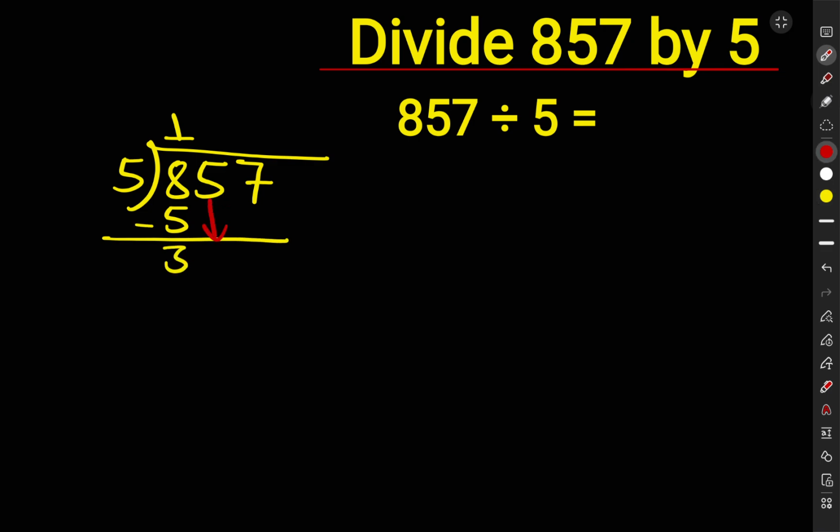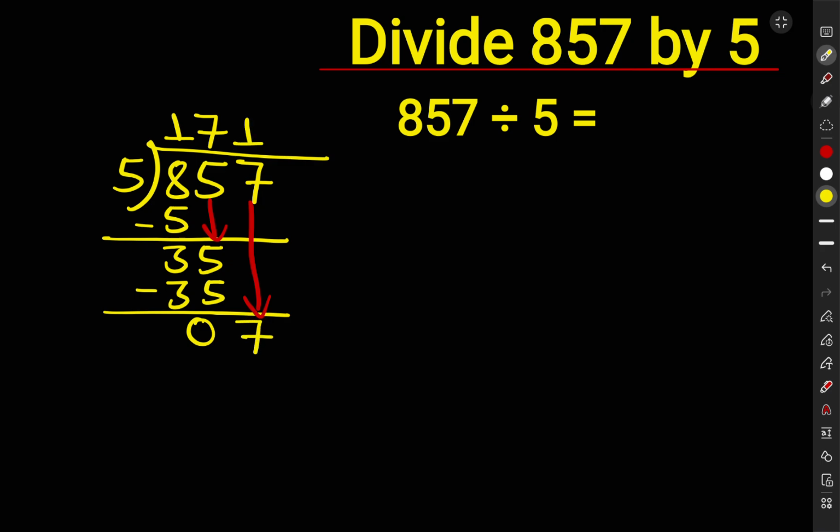So now we put down this 5 and it is 35. 5 times 7 is 35. On subtracting we get 0. So again we put down the 7 and 5 times 1 is 5. On subtracting we get 2.